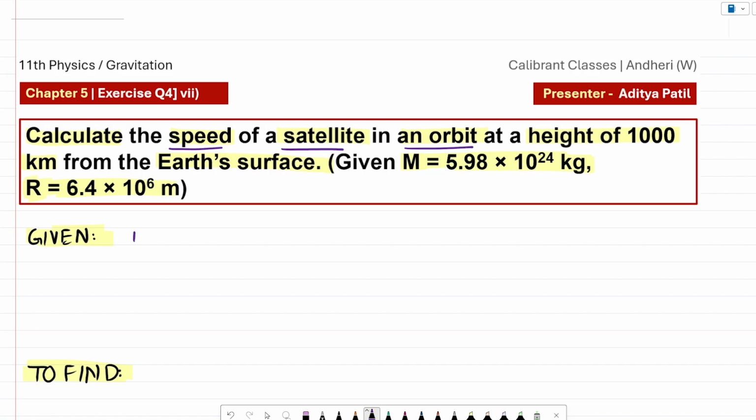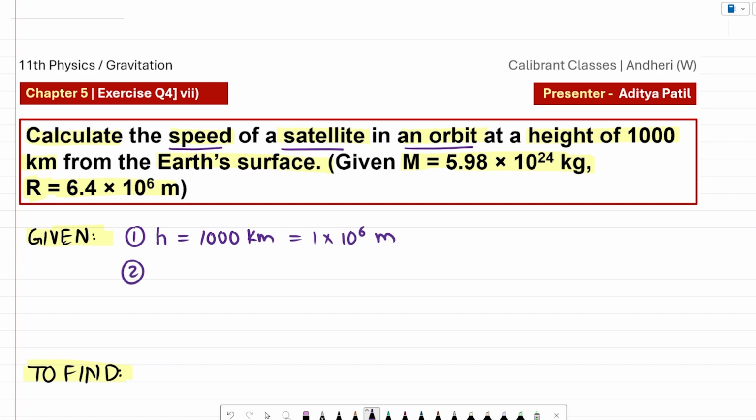So the first quantity that's been given to us is the height at which the satellite is orbiting from the surface of the Earth, and that height is said to be 1000 kilometers. We represent height using the symbol small h. So let's quickly convert this 1000 kilometers into meters. So it becomes 1 into 10 raised to 6 meters, as meters is the SI unit for length.